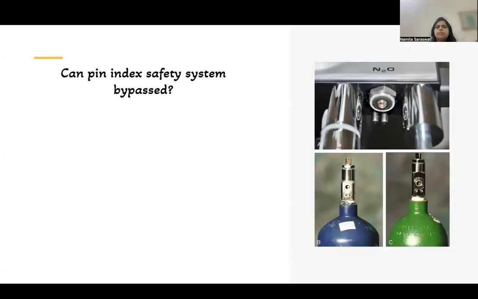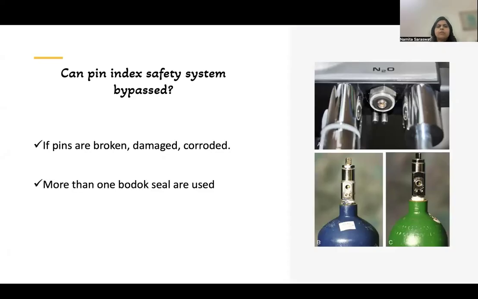Now the question which you can be asked in the exam: can the pin index system be bypassed? Yes, it can be bypassed if the pins are broken, damaged or corroded, or if more than one Woodlock seal is used. Then it will bypass the pin index system, and can lead to the wrong cylinder being mounted on the yoke assembly.